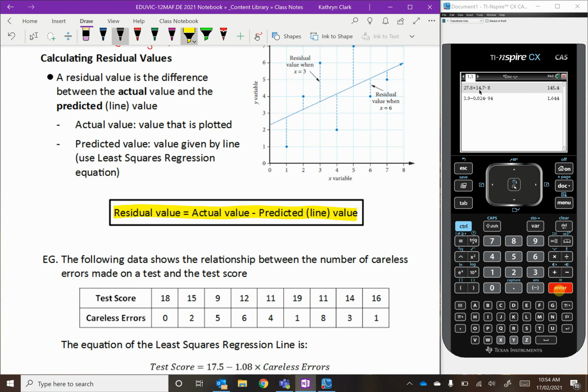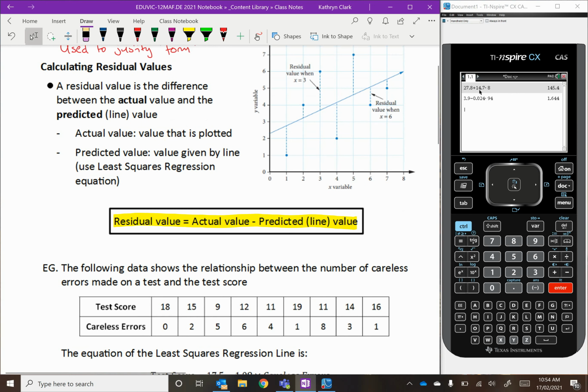So if we have a look over here on our graph, these data points are the original points on the graph. And at each of those points, the line is going to predict a particular point as well. So on the line, these are our corresponding line values to those residual points. And the residual value is the difference between what is plotted and what the line suggests the value should be.